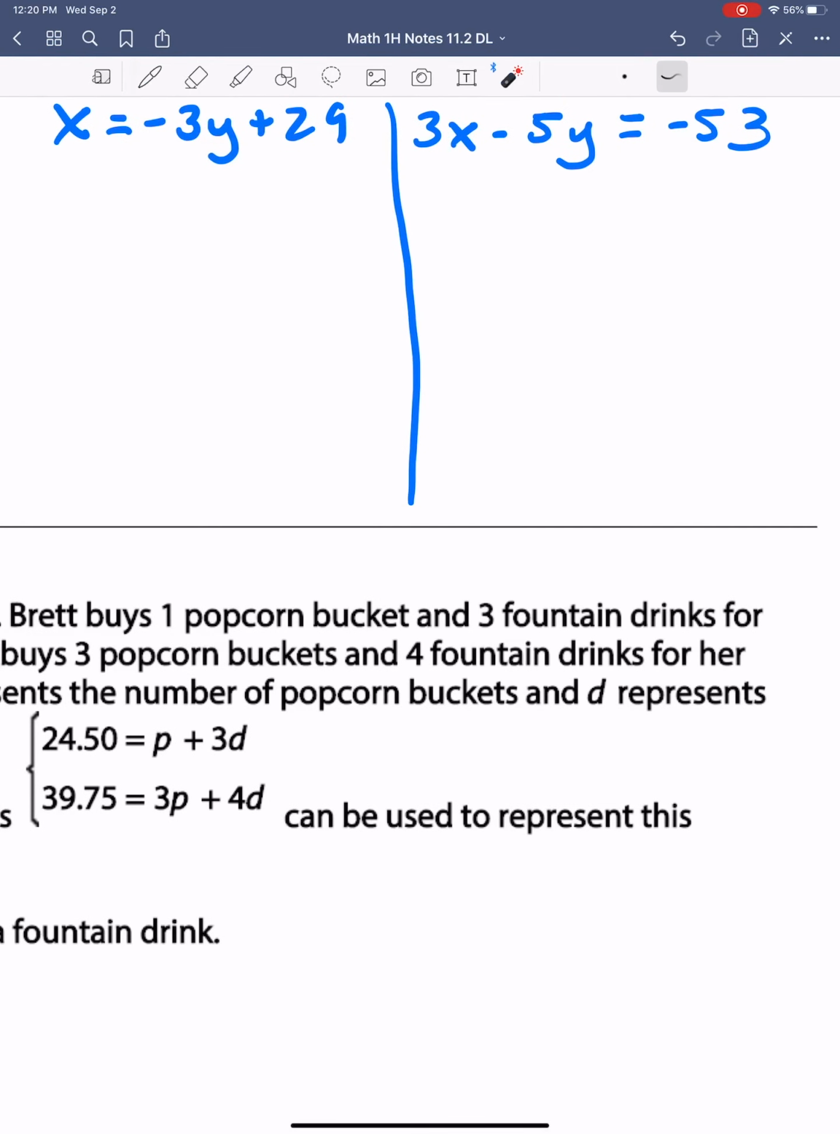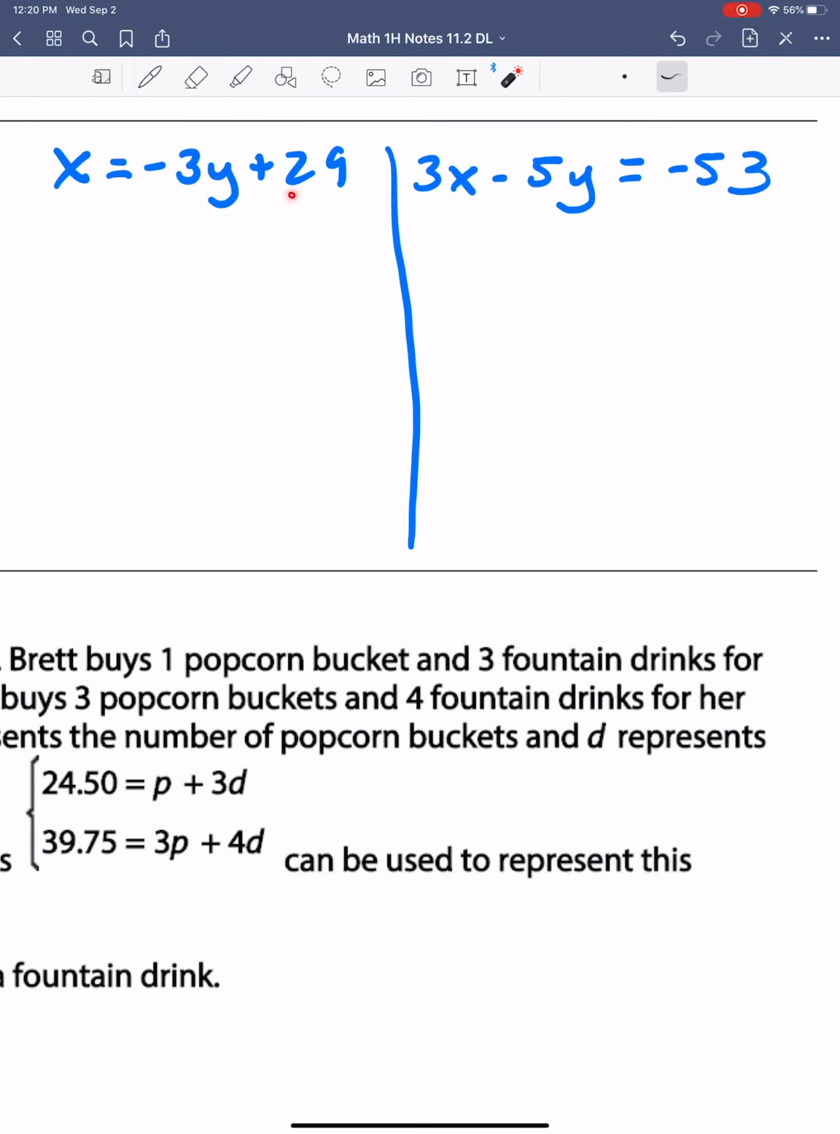Okay, and then once again, since this is what x equals, I'm going to go ahead and plug that in for x in the other equation. So it's going to look like this. 3, instead of x, I have -3y plus 29 minus 5y equals -53.